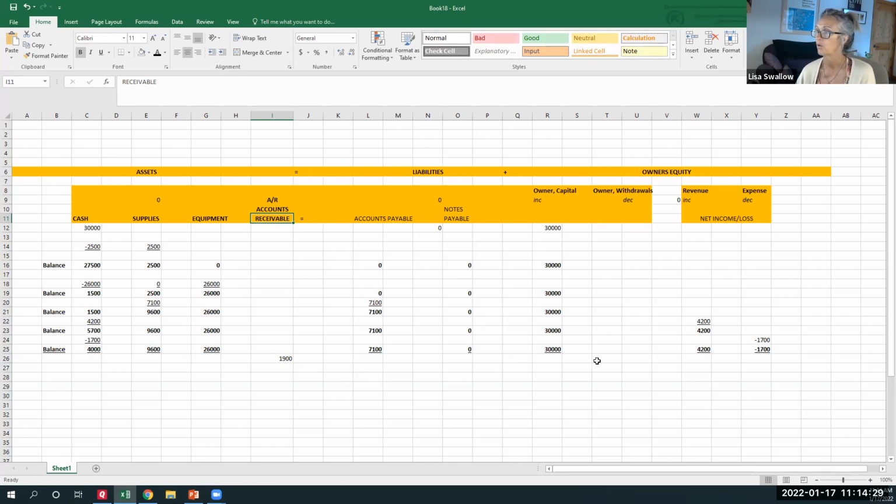And now I'm going to go over here to my revenue. And I earn two kinds of revenue. I earned consulting revenue, and I earned rental revenue. So for our purposes here, I'm just going to put them together, but be aware that as we get more sophisticated, those are two different accounts.